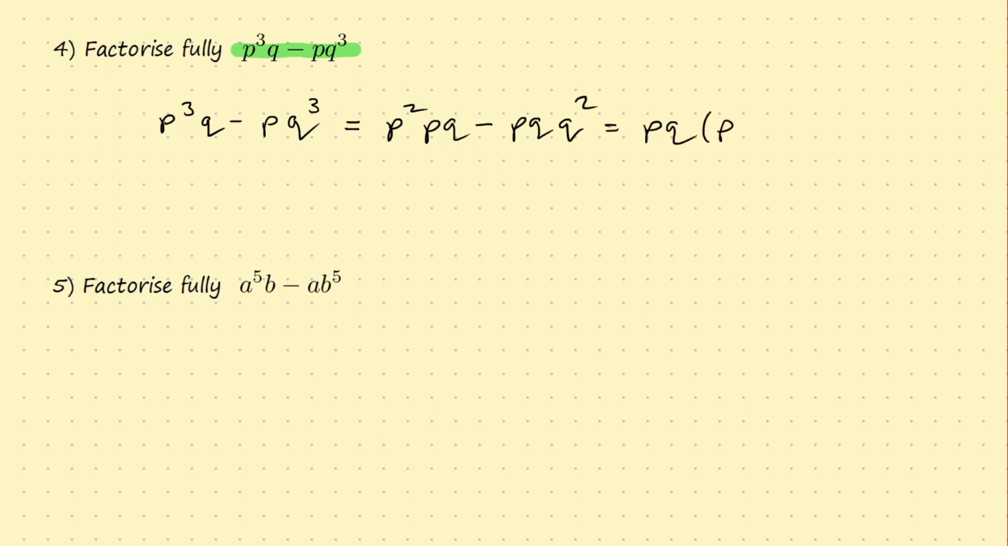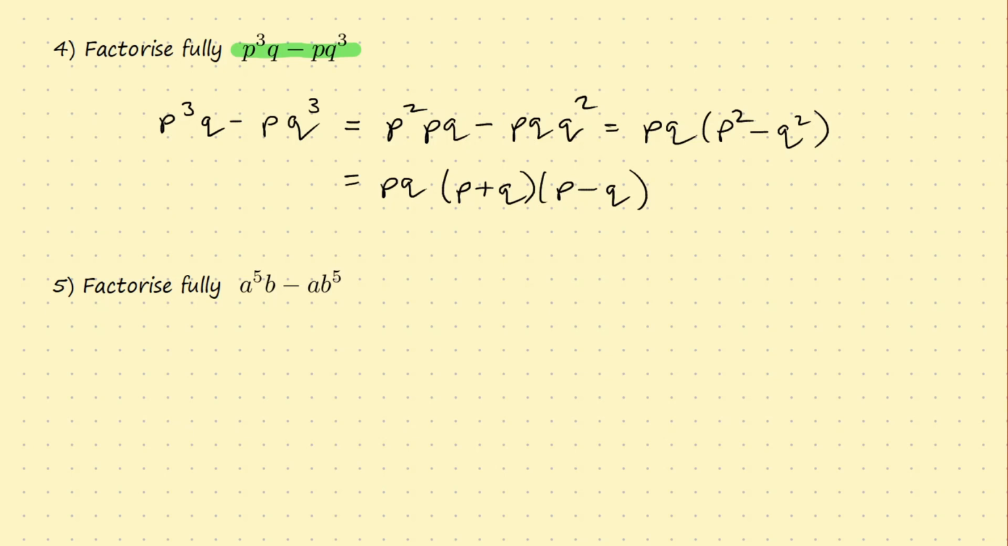Problem 4. Factorize fully p cubed q minus p q cubed. p cubed q minus p q cubed equals p squared times pq minus pq times q squared, which equals pq times (p squared minus q squared), which equals pq times (p plus q) times (p minus q).